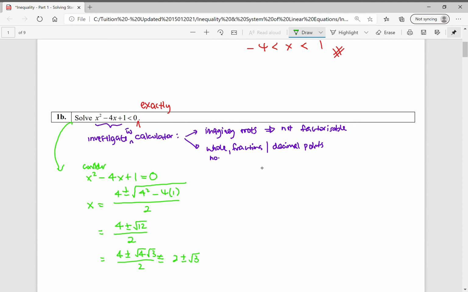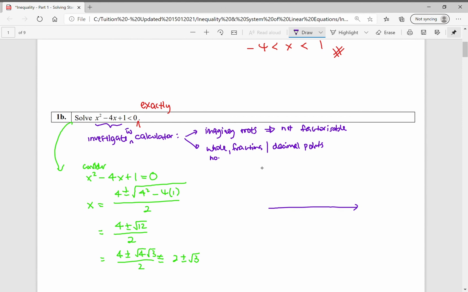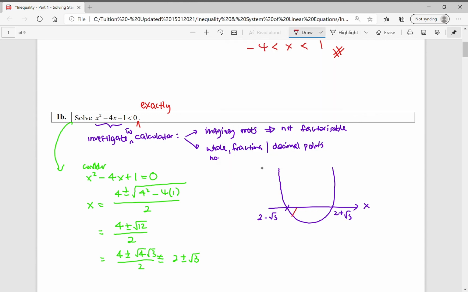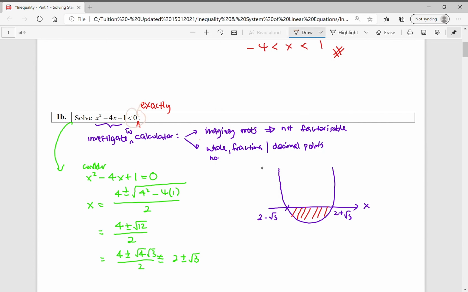So once you have the exact roots, as usual, we're going to push on to our graphical approach. So x-axis, happy face graph again, for obvious reason. Put in the two roots, the smaller root first, followed by the larger root. Then as usual, sketch the region that you want. So again, for this question, we're solving for lesser than 0.